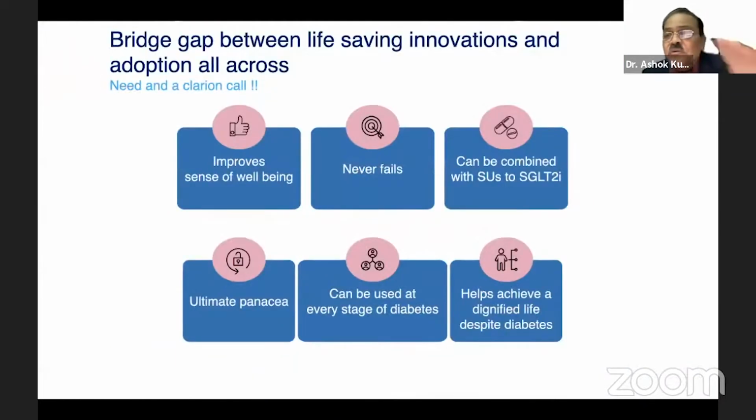Dear friends, I have 6 mantras that I always speak to the patients at the initiation, long before the DCCT and the UKPDS. It was told by the diabetologist that insulin gives a great sense of well-being. Forget about the control, great sense of well-being. It never fails. It can be combined with everything from sulfonylureas to SGLT2 inhibitors. It is an ultimate panacea for all treatment and can be used at every stage of the disease and help achieve for our patient a life which is dignified and full, despite diabetes mellitus.